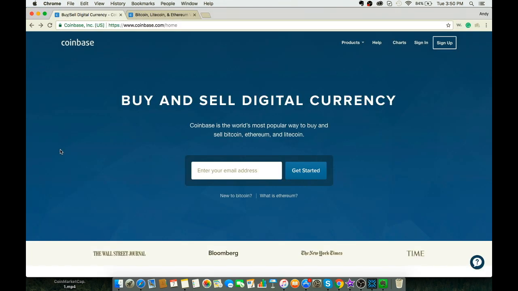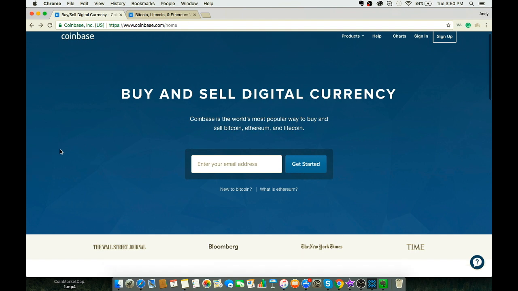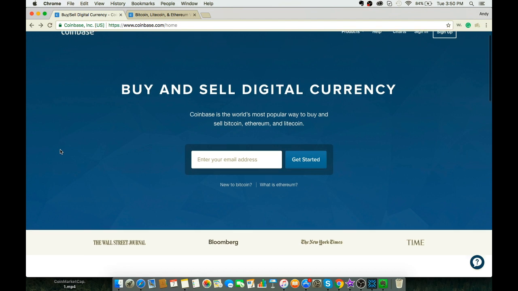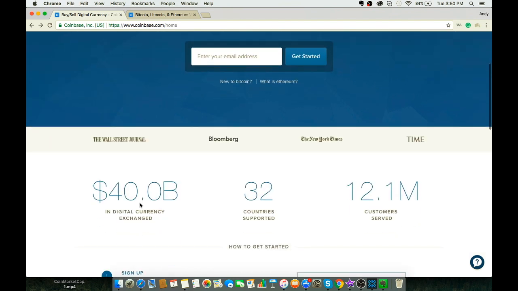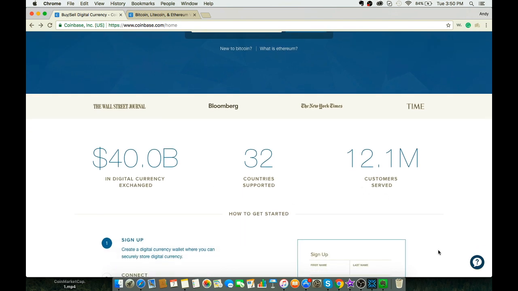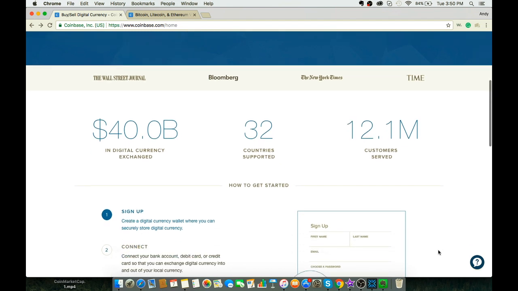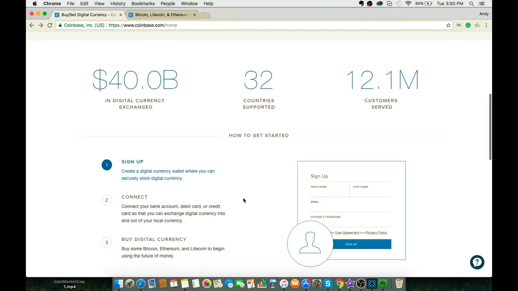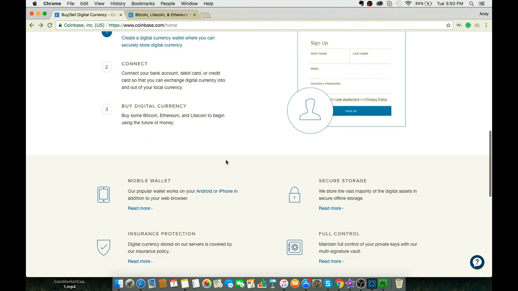One of the exchanges that we like to use is called Coinbase. It's really simple and easy to use. You can buy and sell Bitcoin, Ethereum, or Litecoin through this platform. And according to them, it's the world's most popular way to buy. And I guess it's valid. They've got 40 billion in digital currency exchange so far. They have over 12 million customers that have been served, and 100,000 of those customers joined last week, the first week of November 2017. So it's easy to sign up, connect, and buy digital currency.